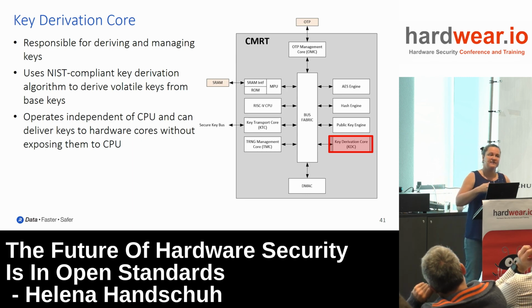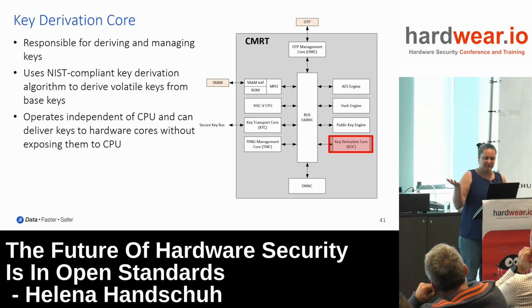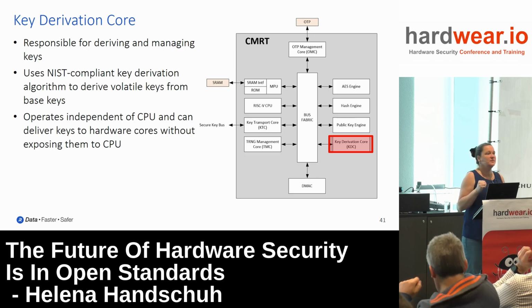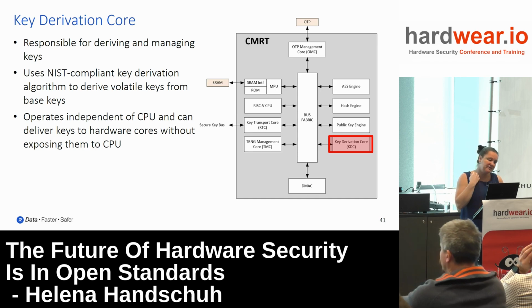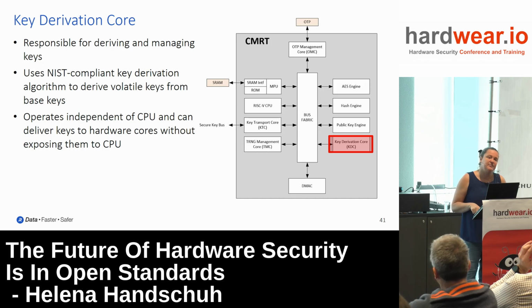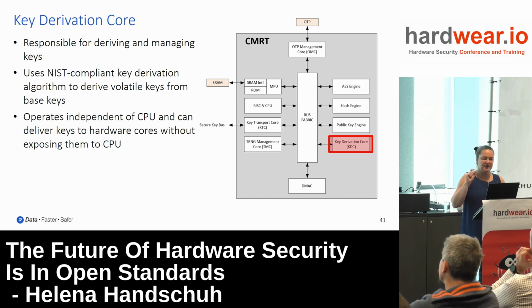So if that one by some kind of issue gets hacked, maybe you can't go back to the original keys, and every different application or reason for using a key will have its own specific key. The key derivation core operates independently of the CPU, so this is completely done in hardware, and can also deliver keys outside the hardware core if you want to do so. You plug that directly into hardware, and then you can deliver keys elsewhere if needed.